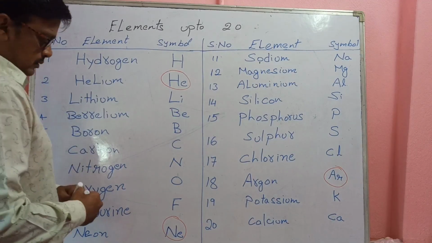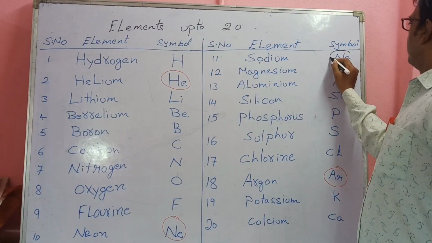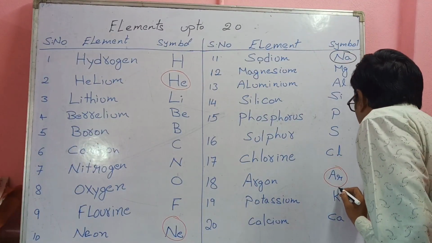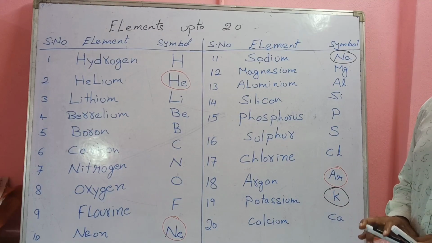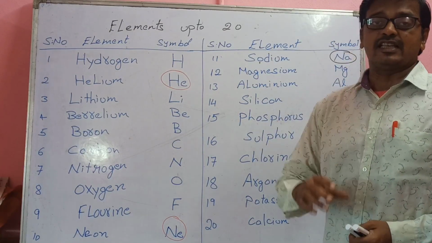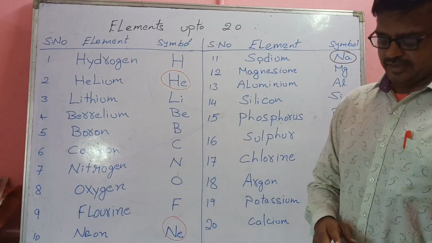And then what are the elements with Latin names? Sodium and potassium. These are Latin names. Some metals are there for which we use Latin names as their symbols.